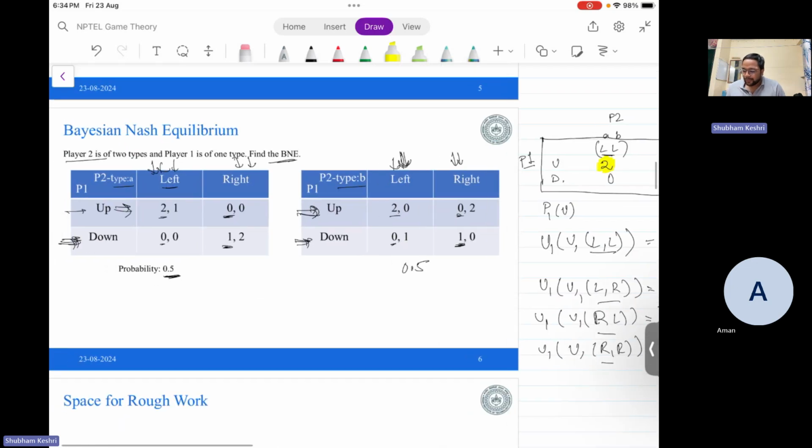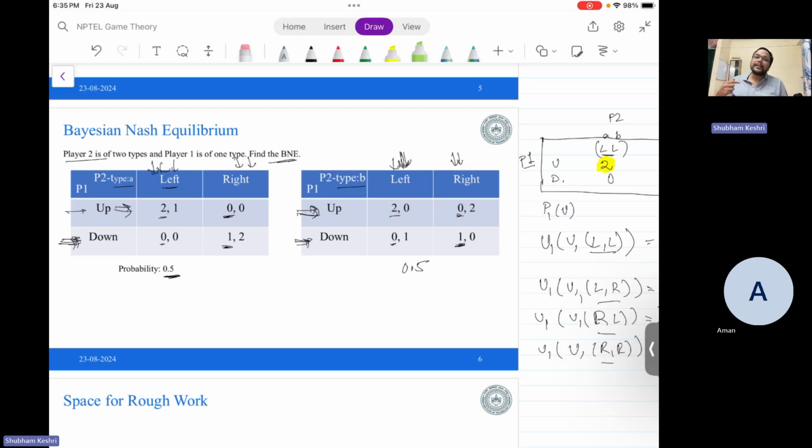Now we'll do this again for player 2. So we have done this for player 1. Now we'll do this for player 2. For player 2, you see, when player 1 is playing up, so when we are talking about A, what is happening? You see, we have found out the utility of player 1. Now what will we do? We will find out the utility of player 2. Since player 1 was uncertain what the type of player 2 is, we have found out a new table where the utility we have written as the expected utility player 1 is getting for different types of player 2.